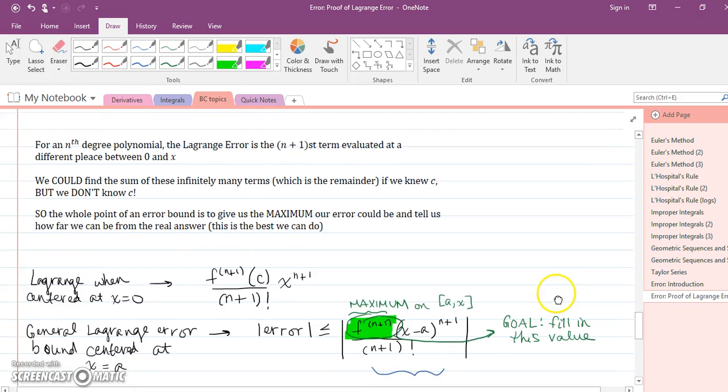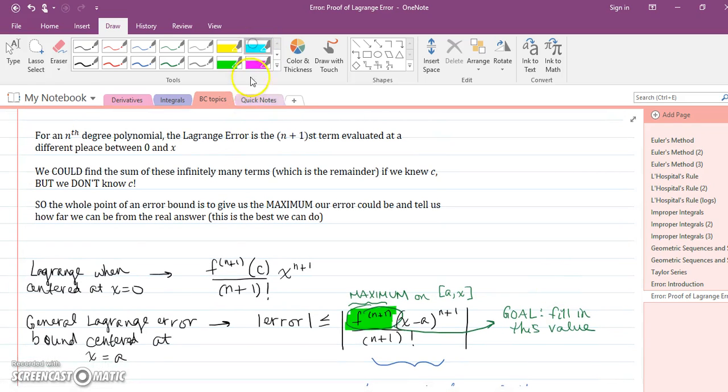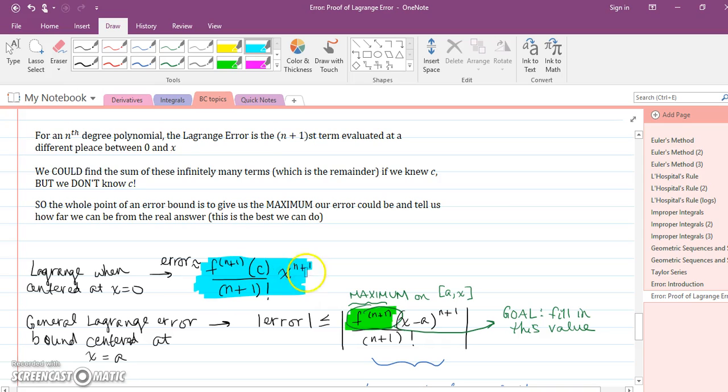So here's the general form of a Lagrange error. The error is approximately equal to this right here. This is for a Maclaurin series, whenever it's centered at 0, and you don't have to have x minus a, it's just x right there. However, if you want the more general definition, which is the one you'll be using more, this is when it's centered at x equals a. Notice the x minus a right there. It's the same exact thing.